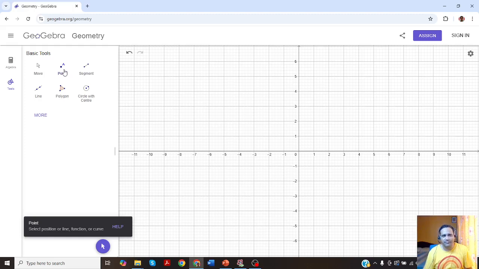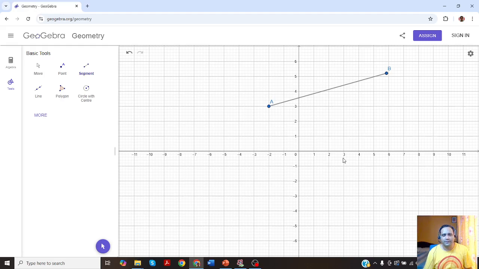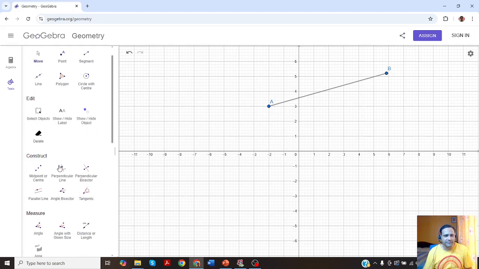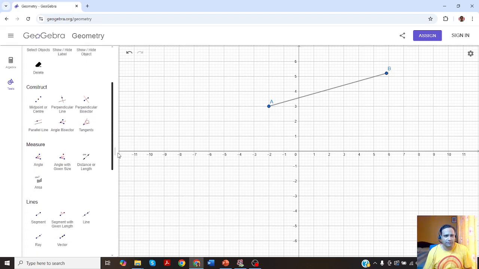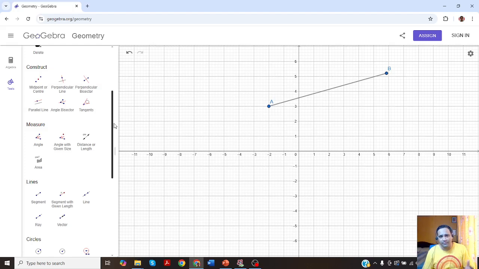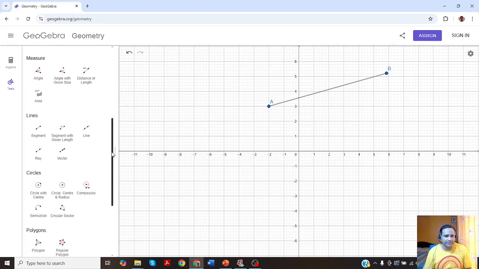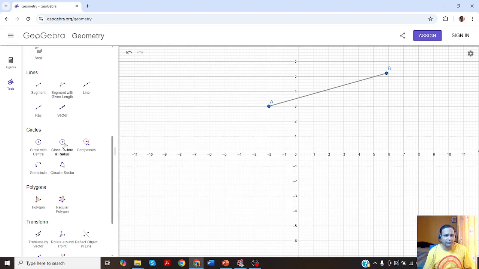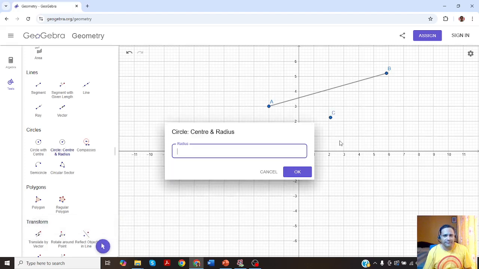So for example, I can just create two points and maybe create a segment between those two points. Okay, so the coordinates of these points can be changed depending on your requirement. Similarly, there are a lot of other features in this particular software, like how to draw perpendicular line, parallel line, which we'll be using when we go to other forms of analysis of mechanisms. And we can also look at this circle with center and radius.